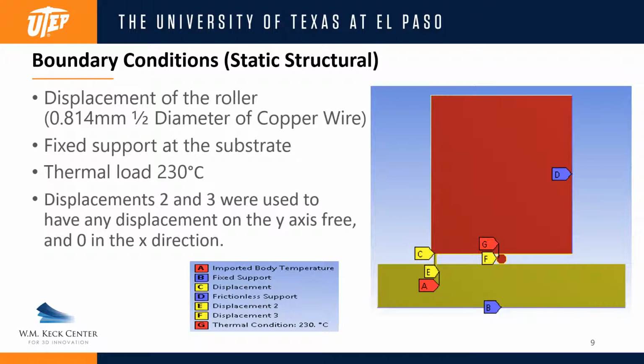Then I added fixed support at the bottom of the substrate, and frictionless support on the side of the application roller to avoid any movement on the X axis. Then I added a thermal load of 230 degrees Celsius, which is again for the copper wire. Then I added displacement 2 and 3, which were used to avoid any displacement in the X direction, but they're also free on the Y axis. So that will give you the deformation.